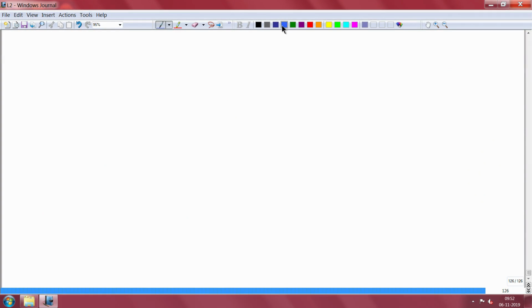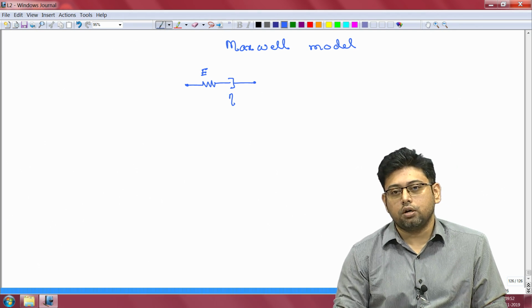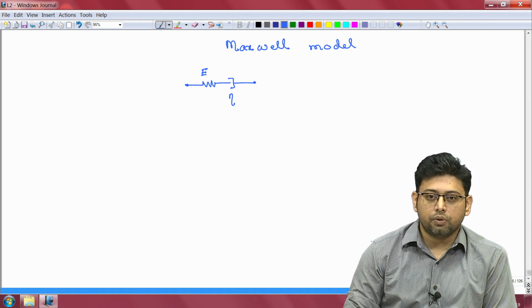So, just to refresh our memory, the Maxwell model is a very simple model where you have a spring and a dashpot in series, and these two are considered to be massless. Then we use this and the relationships that are integral to a spring and a dashpot to derive the constitutive equation, right.